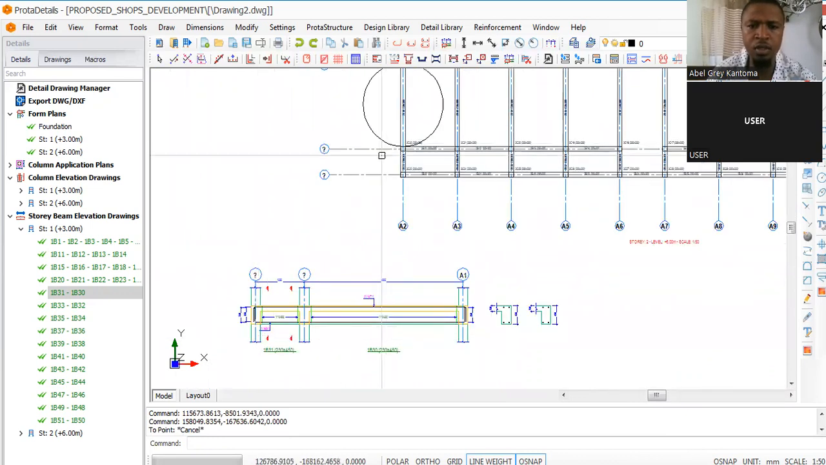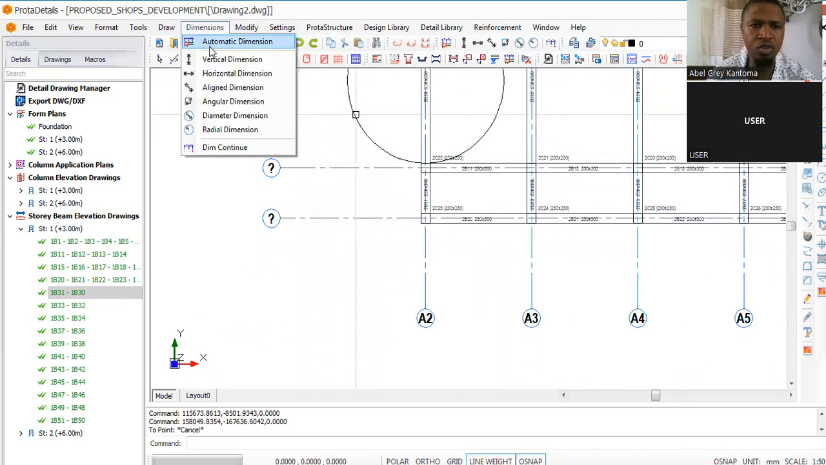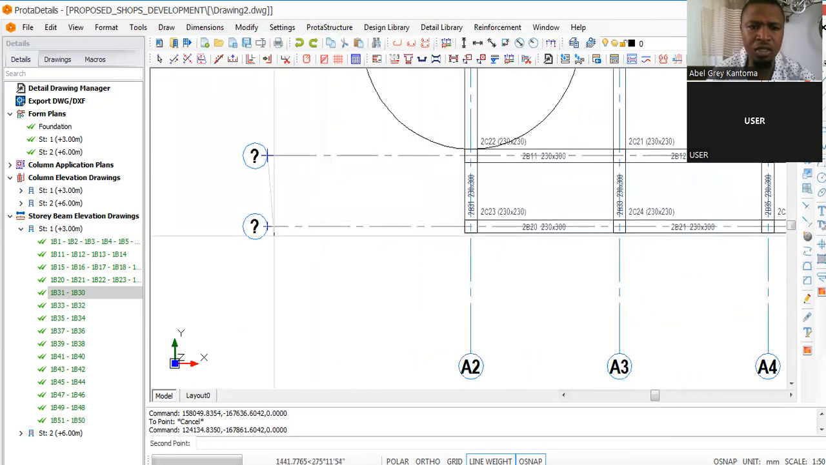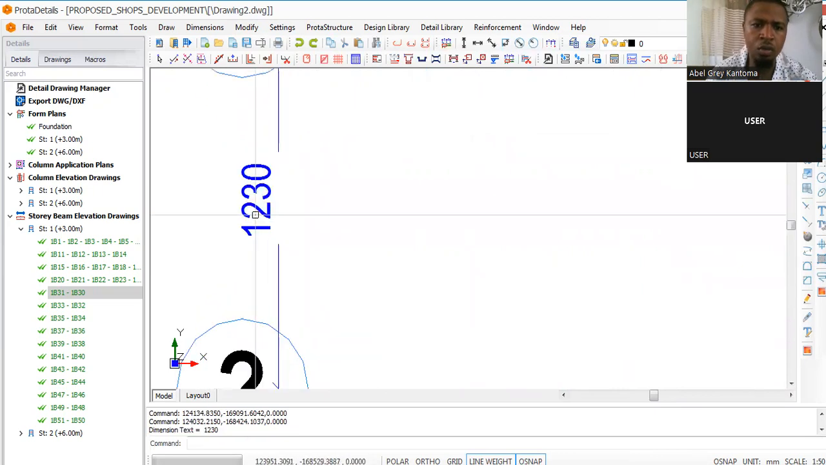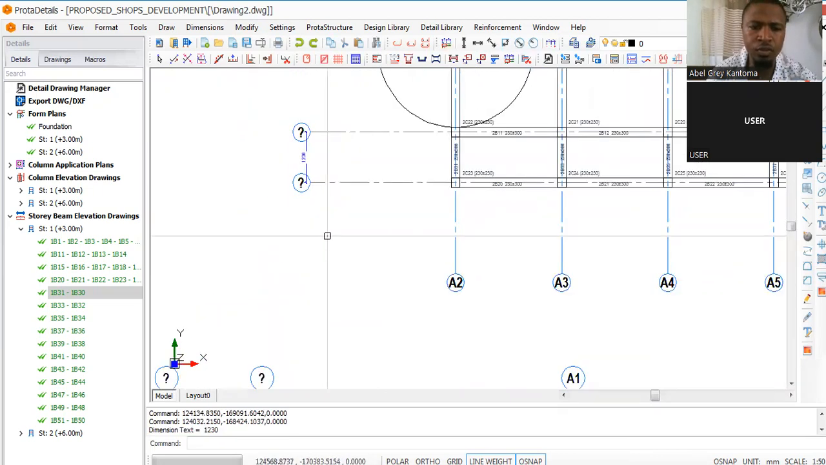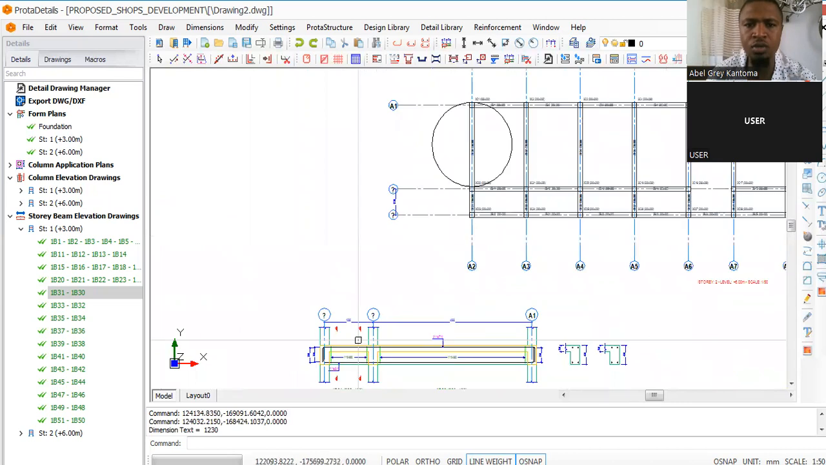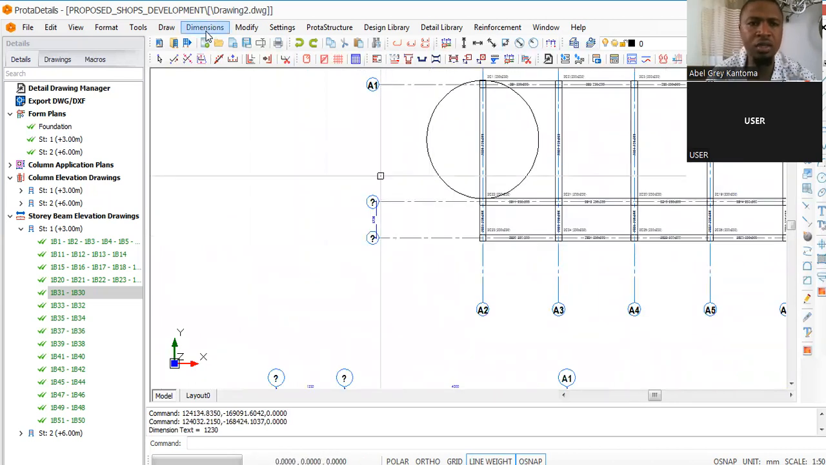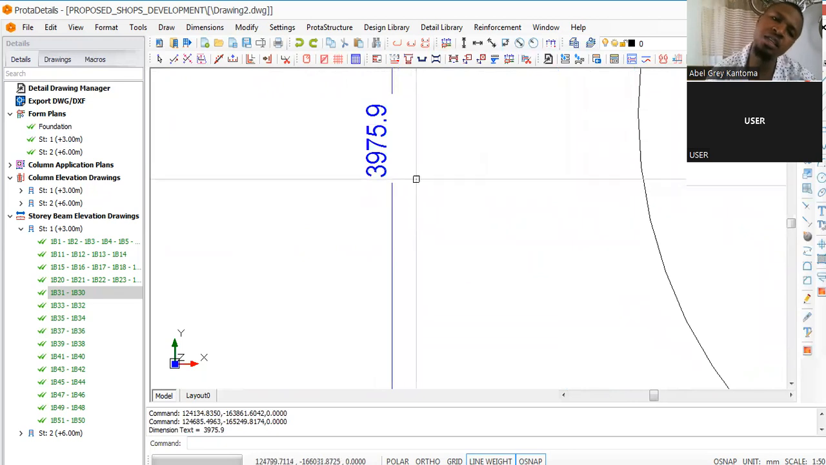Look at this beam. If you check this span from here to here, it is what we have from here to here. So let's see if it's drawn to scale. Definitely we are going to have that value the same with this. 1230. If you measure here also vertically, 3975.